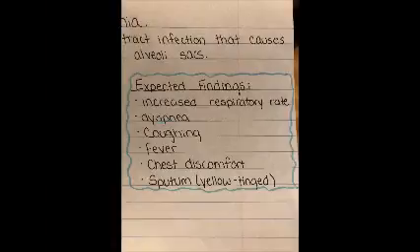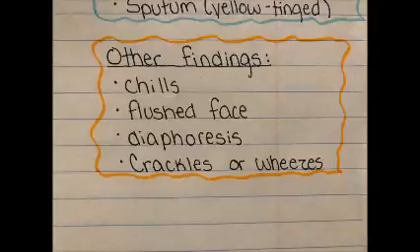In someone with pneumonia, you'll expect them to have an increased respiratory rate, difficulty breathing, coughing, chest discomfort related to the coughing, a fever, and sputum that is yellow-tinged or rust-colored. Other physical findings associated with pneumonia include chills, a flushed face, diaphoresis or dehydration, and crackles or wheezes.